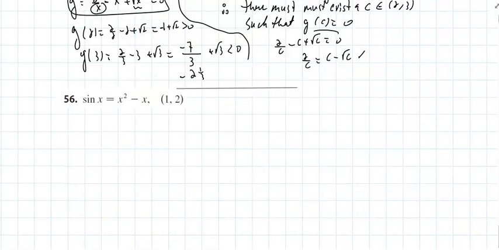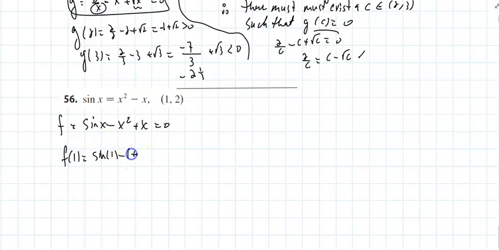Okay, another one of those. Don't underestimate this, you guys. You really need to get this. So here, let's take sine of x minus x squared plus x equals 0. Let this be f, since we're so stuck on f. Well, what's f of 1 before we begin? That's the sine of 1 minus 1 plus 1.